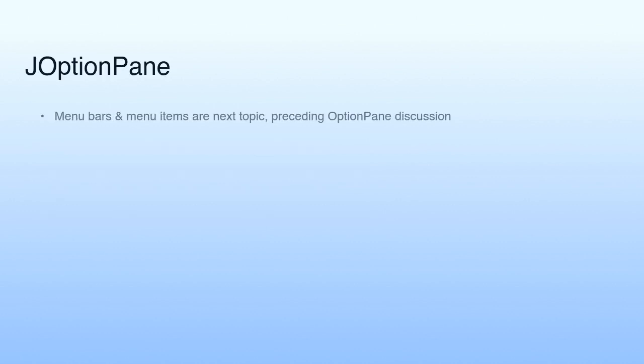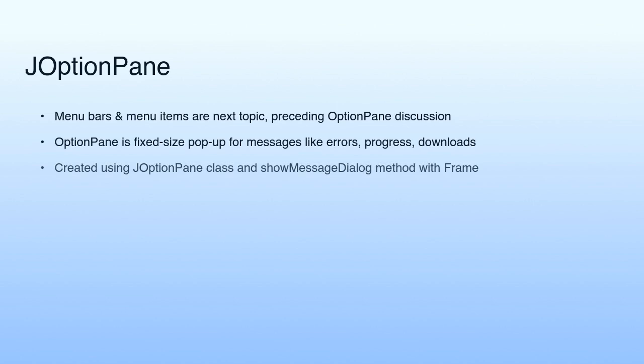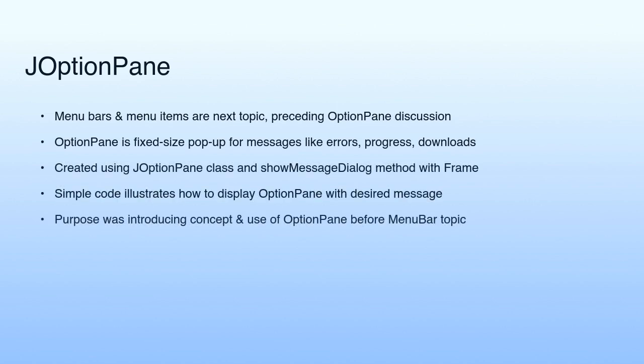Option pane provides fixed-size pop-up windows for displaying messages like errors, progress updates, or download notifications. It is created using the OptionPane class and showMessageDialog method, passing the parent frame. The code demonstrates how to display an option pane with a desired message.